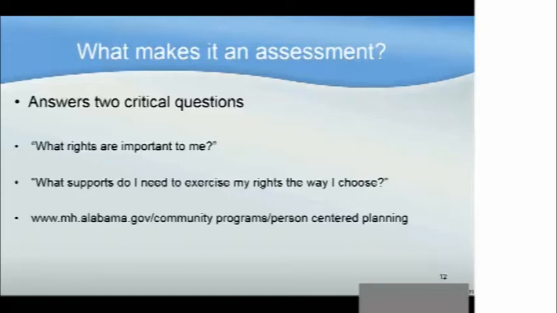The website address: www.mh.alabama.gov. The link to download this rights assessment is under community programs, and it will be under person-centered planning, format, and instructions. I want you to download this assessment, look at it, review it, use it, compare it to what you're currently using now, and most importantly, the people you support. Let them compare this assessment that's now on the website with what you're currently using.